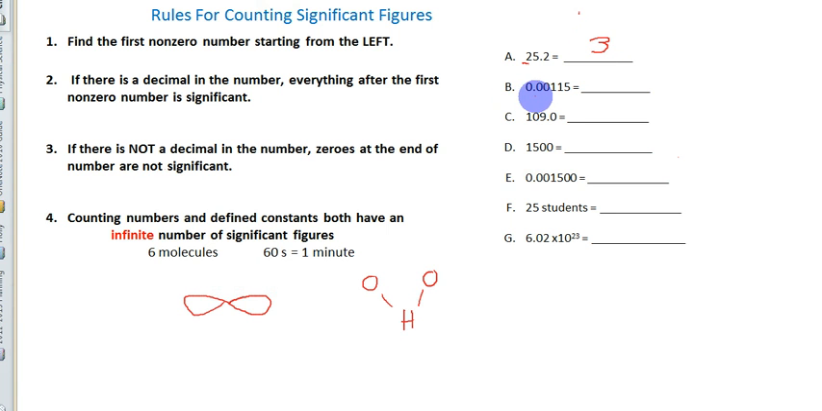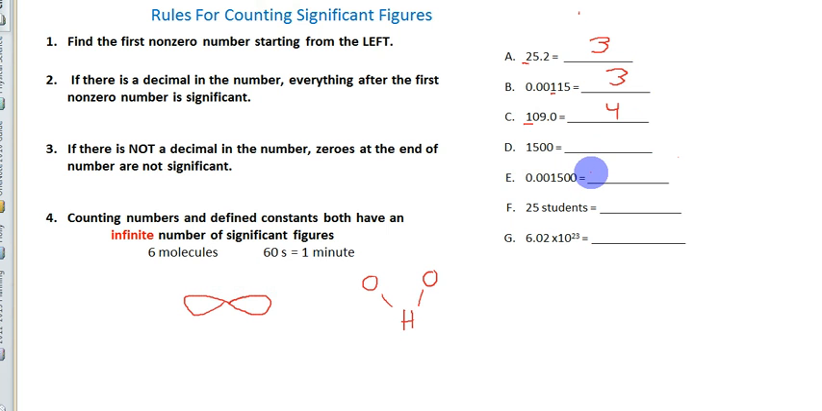Okay. B, we're looking for that first non-zero number from the left. There it is. And there was a decimal in the number. That means that everything after that first significant figure will be significant also. So 1, 2, 3. C. Okay, the first number is non-zero, so we'll start counting from there. We said that there is a decimal in the number. That means that everything after this first one is significant. So there's 1, 2, 3, 4 different numbers there.